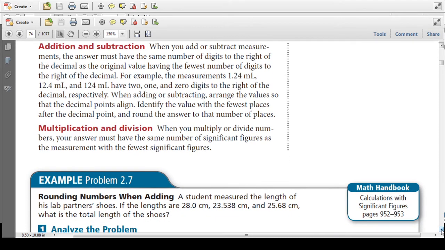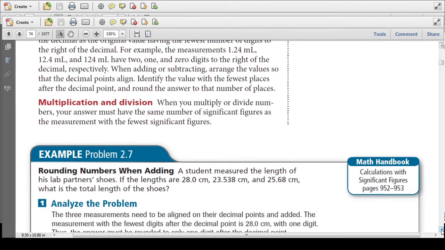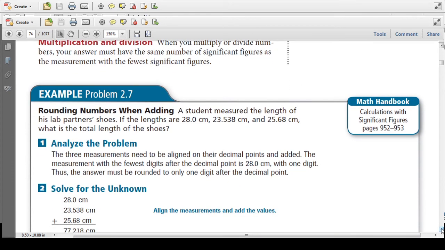Multiplication and division. When you multiply or divide numbers, your answer must have the same number of significant figures as the measurement with the fewest significant figures. I'll go ahead and explain some examples for you. A student measures the length of his lab partner's shoe. If the lengths are 28.0, 23.538, and 25.68 centimeters, what is the total length of the shoe?